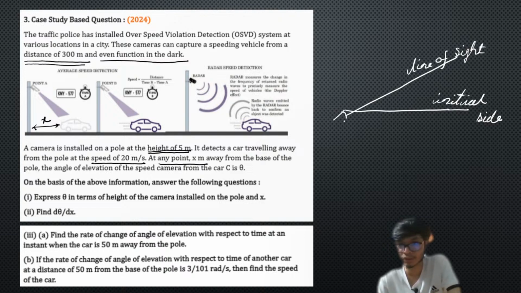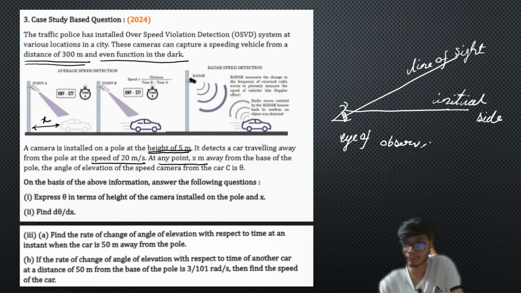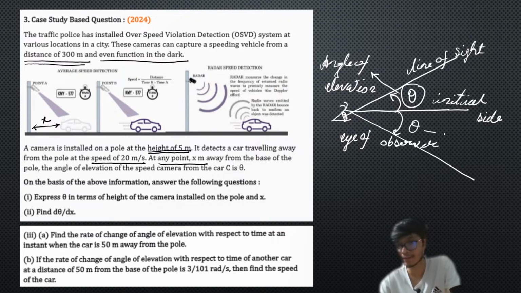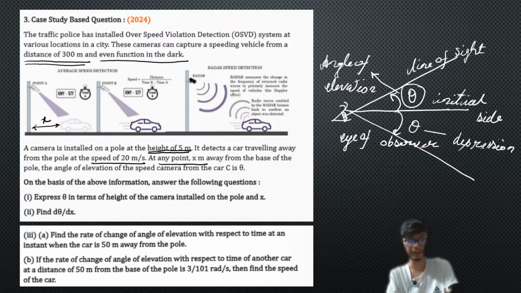Whenever you are observing, this is your observer, the eye of the observer. At the eye of the observer, the angle between the line of sight and the horizontal, measured in the anti-clockwise direction, that particular theta is called the angle of elevation. Is it clear? Similarly, if the line of sight is below this axis, we call that angle the angle of depression. This is simple nomenclature from your initial applications of trigonometry to triangles, something you learned in heights and distances.